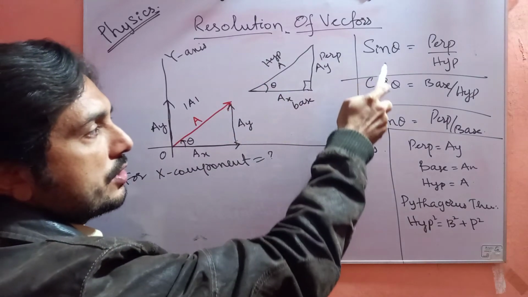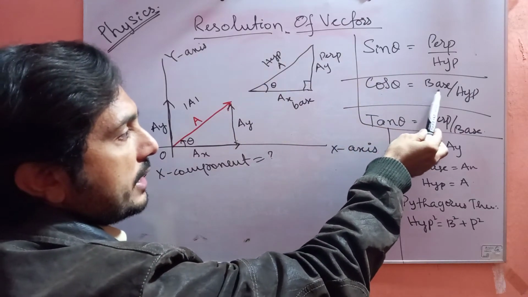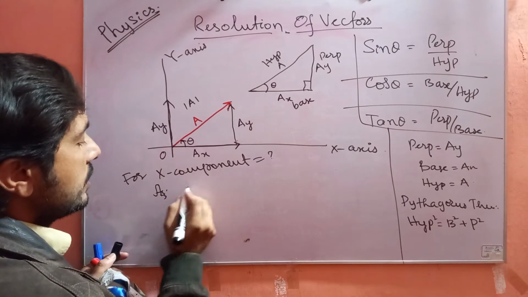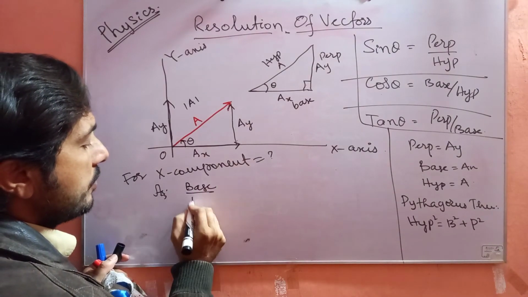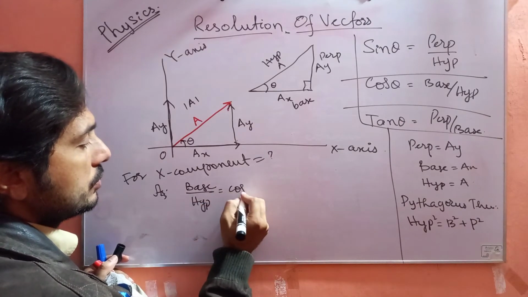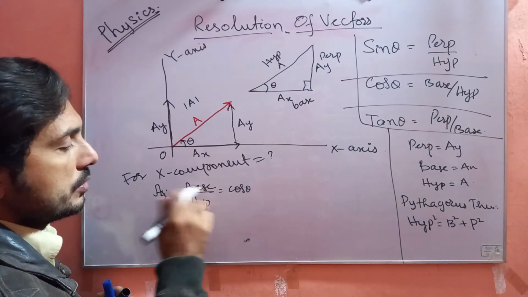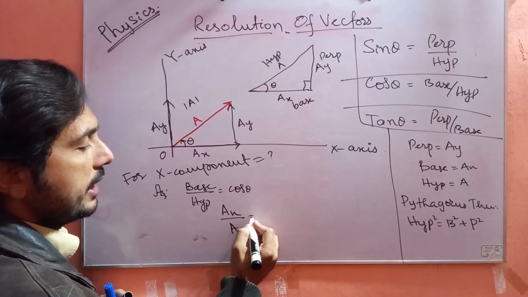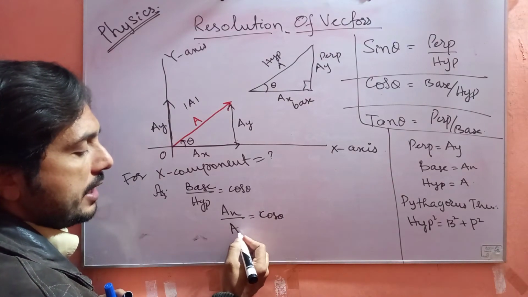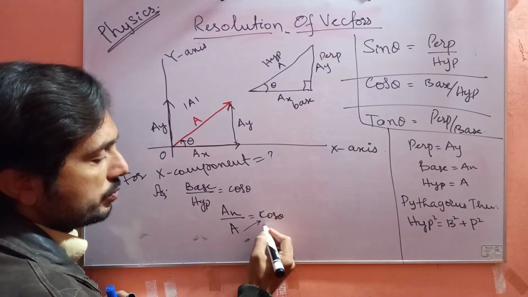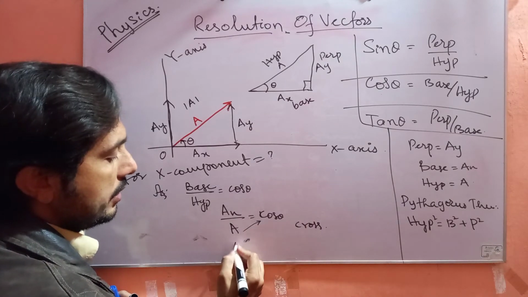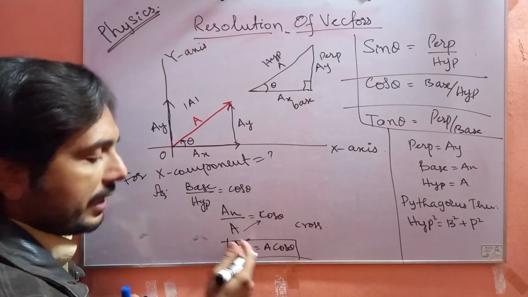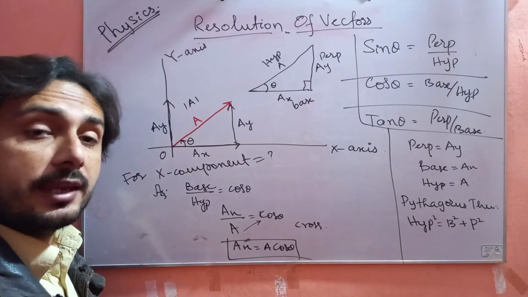Out of the three trigonometric ratios, base and hypotenuse are both used in the cosine. So here we would write, as we know, base upon hypotenuse is always equal to cos theta. Now we replace the values: base is equal to Ax and hypotenuse is A, so Ax upon A is equal to cos theta. Now this A is in the denominator, so when we cross multiply, the x component is equal to A cos theta.